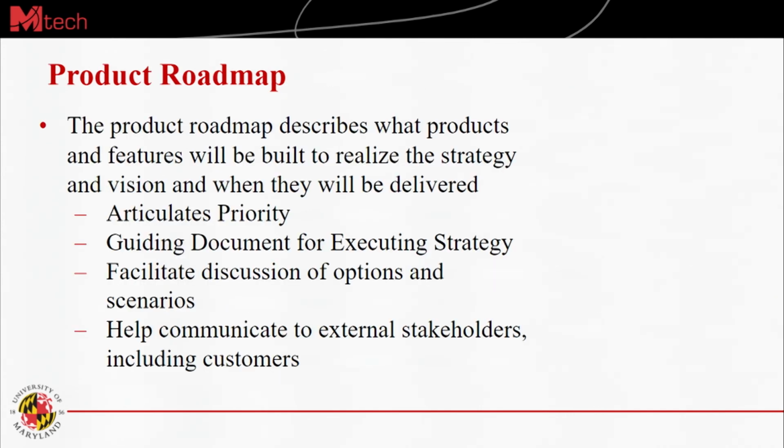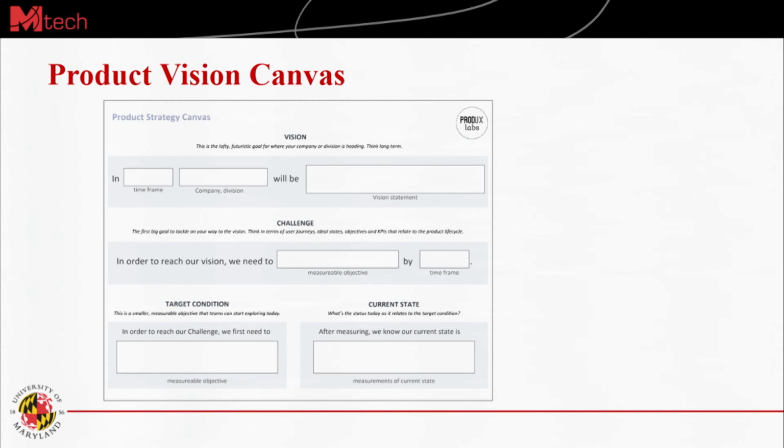A product roadmap describes those steps in your product strategy in terms of features or experiences that you want to deliver to your customers on your path to the vision. It helps articulate the priority of the work that you're trying to do. It guides the strategy from an executive level all the way down to the teams that are building the products and services. And it helps you communicate to investors and other stakeholders what you're going to achieve for your customers.